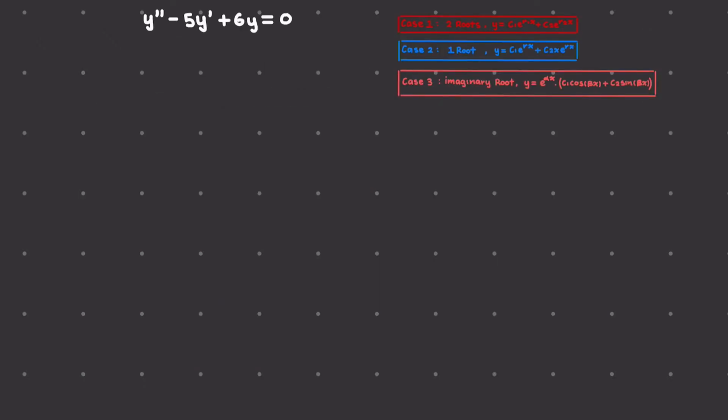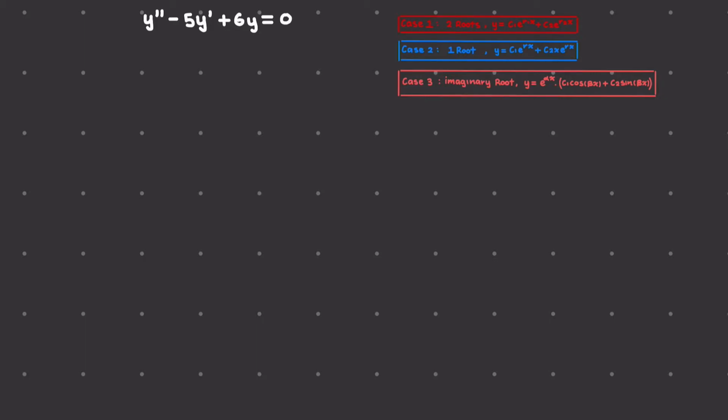Hey everyone, we are at our first example for second order linear differential equations. Solving this second order linear differential equation will be much more fun because it's much easier than the first order. We have here y'' minus 5y' plus 6y equals 0. I put the three cases on the right hand side in case you forget. We're going to solve this second order linear ODE by definition.